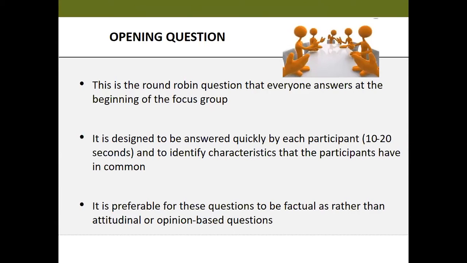Typically, the opening question is what we call a round robin. You ask each person to share their perspective on that particular question. It's designed to provide quick responses by each participant, maybe 10 to 20 seconds. We try to avoid them going on forever. It's got to be a brief response. And it helps identify the characteristics the participants might have in common.